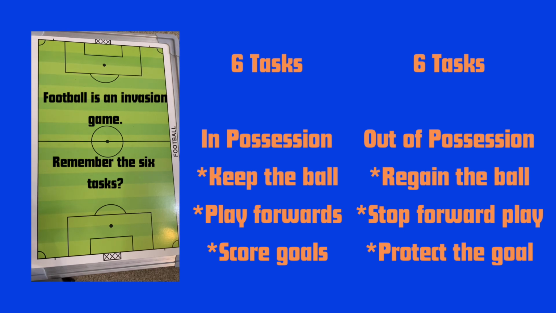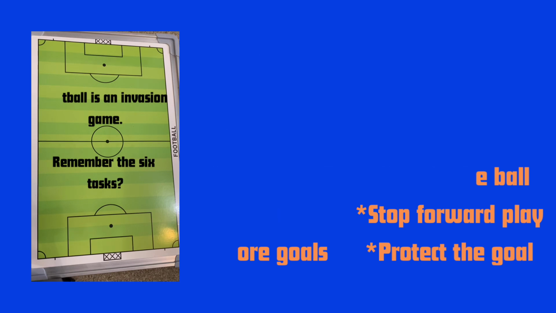As mentioned before, there are 6 tasks involved in football. 3 in possession: keep the ball away from the other team, move forward towards the other team's goal, and score goals. Out of possession: win the ball back if you can. If not, stop the other team from playing forwards. And if you can't do that, protect your goal. So they are the 6 tasks required of teams and players when they play football.